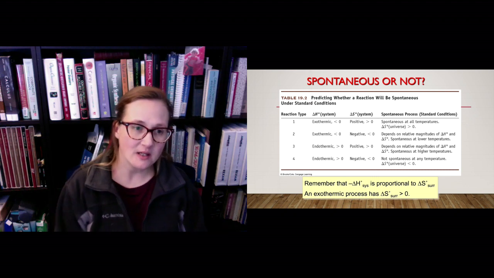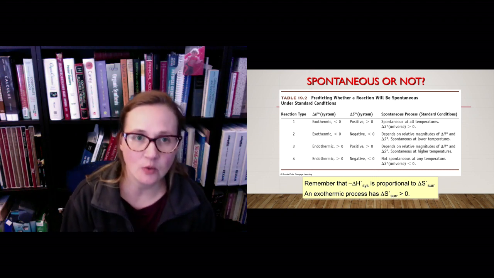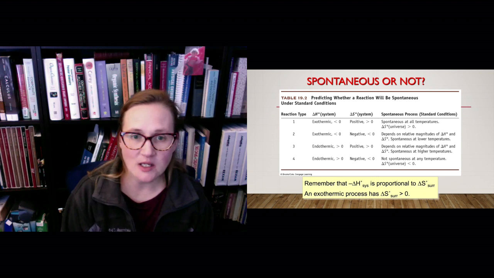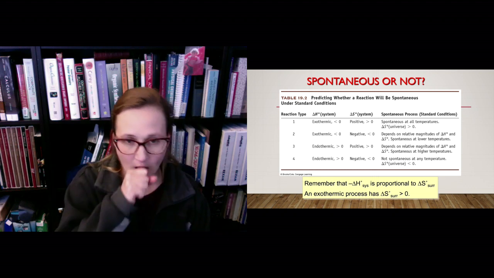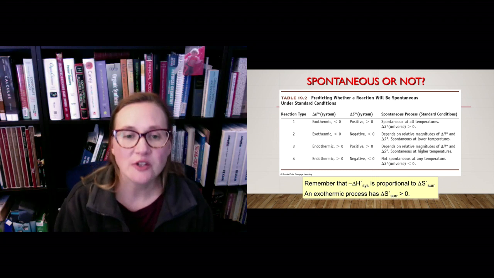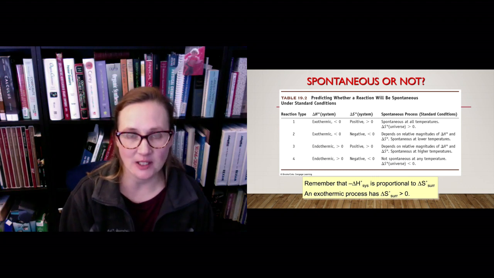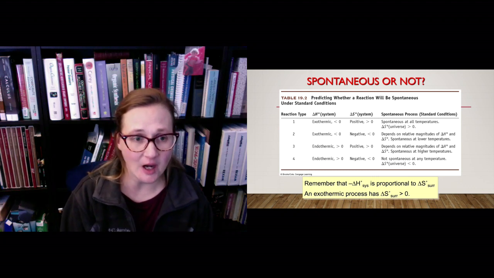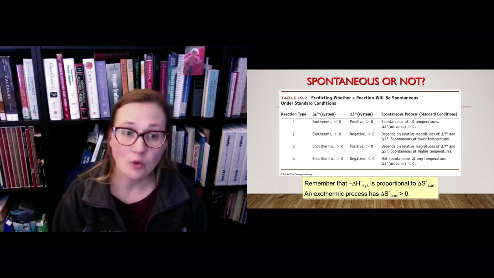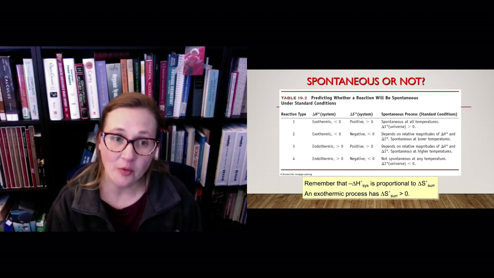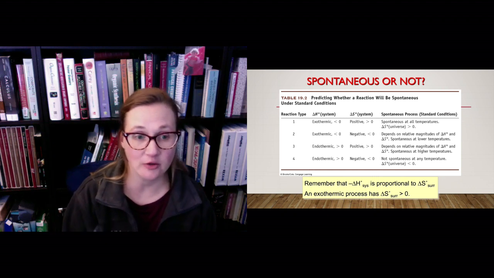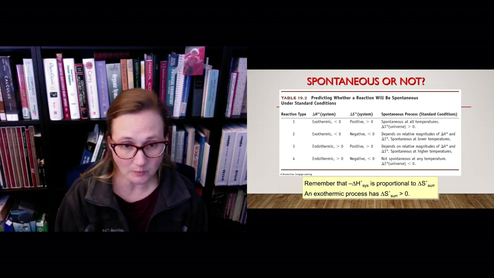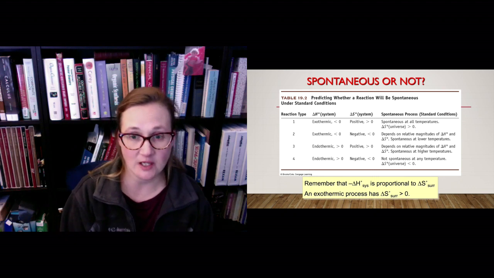All right, so let's take this apart a little bit. We've defined enthalpies and now we've defined entropies. We will define a favorable entropy to be positive and an unfavorable entropy to be negative. We'll define a favorable enthalpy to be negative and an unfavorable enthalpy to be positive. So there's 4 types of things that can happen.